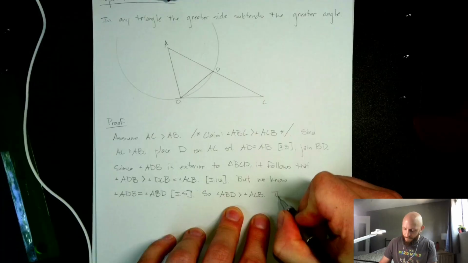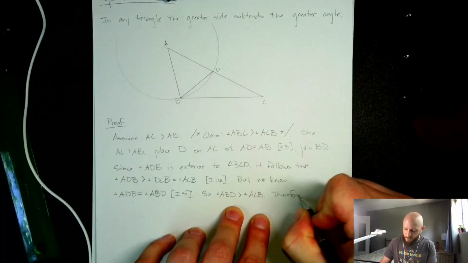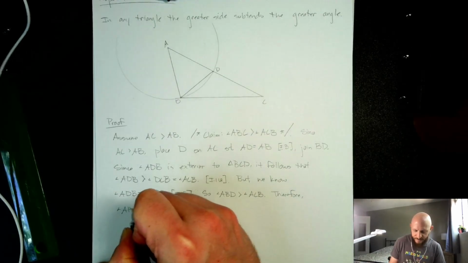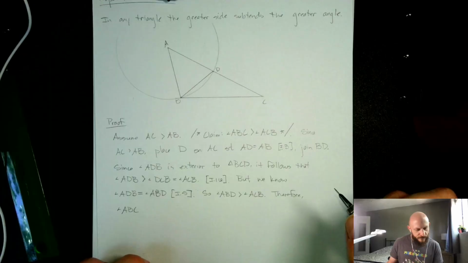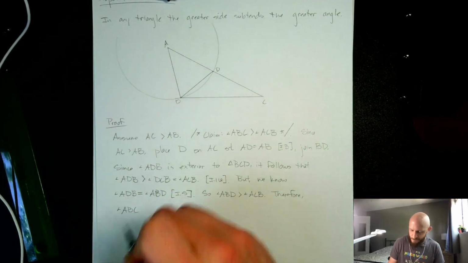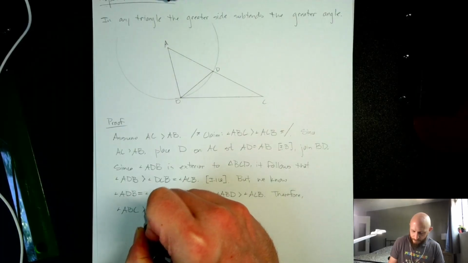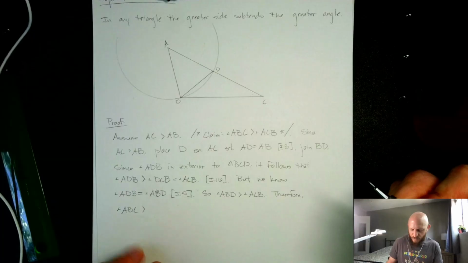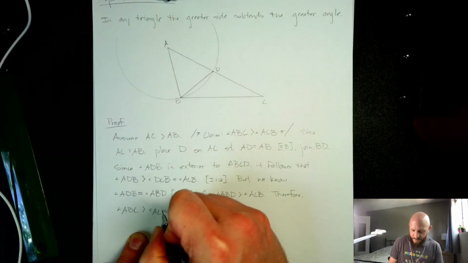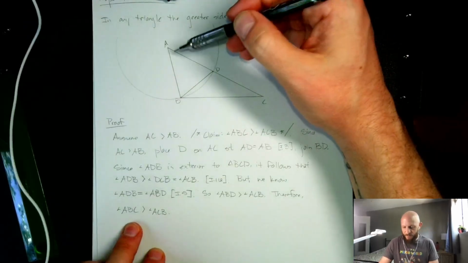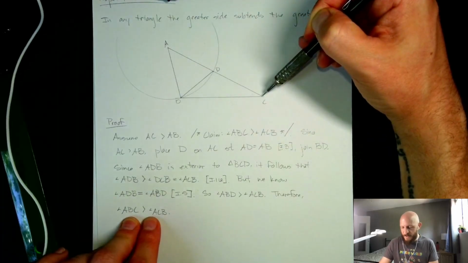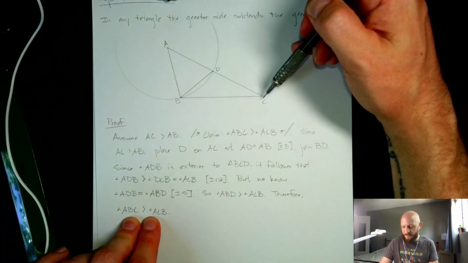So, therefore, we arrive at angle ABC is much greater. Angle ABC is much, so I'll just say it's greater. Angle ABC is much greater than angle ACB. Okay, so what did we find? We found that angle ABC is much greater than angle ACB.